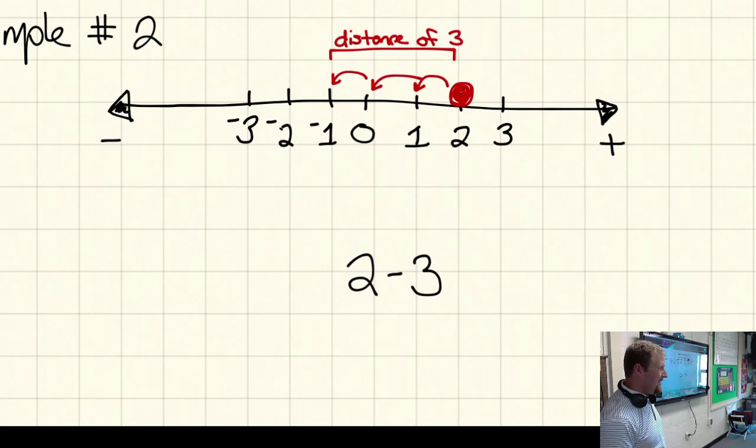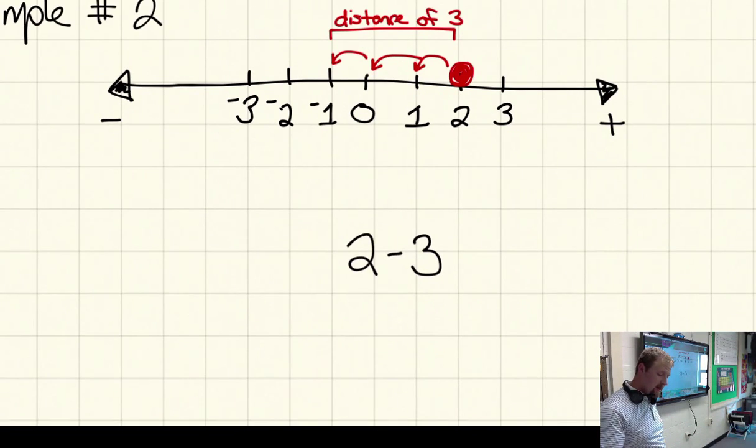Okay? It is a distance of 3. And in which direction did I go? I went left. I went in the negative direction 3 spaces. So if I had to represent going from 2 to -1, I would say I went -3. Does that make sense? I went -3 spaces.